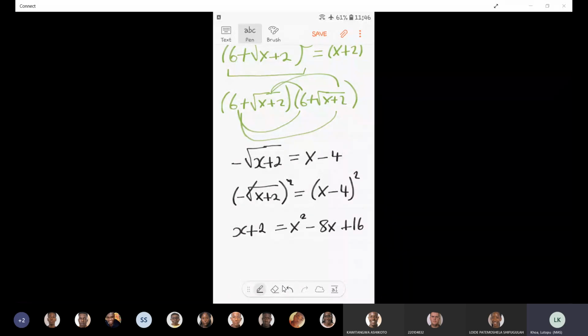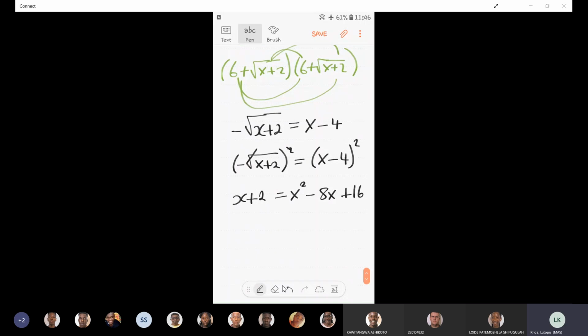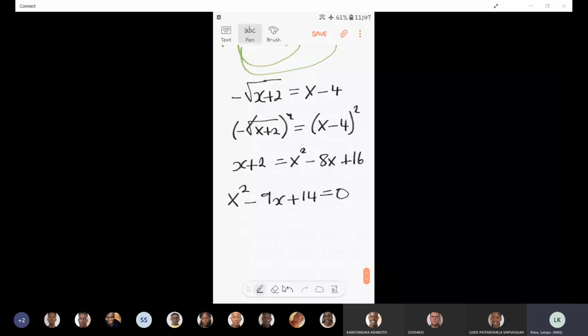Then we rewrite this in standard form. So what I will do is write it like this: x squared, and then I will subtract x on both sides, so I'll end up with negative 9x, and then I will also subtract 2 on both sides, and I will end up with 14, and this is equal to 0. Now that it's in standard form and it can be factorized, I go ahead and factorize it.